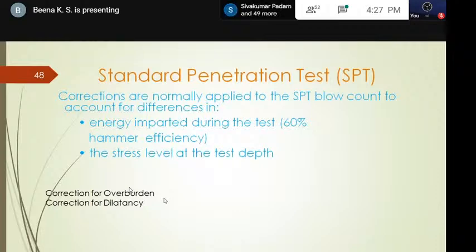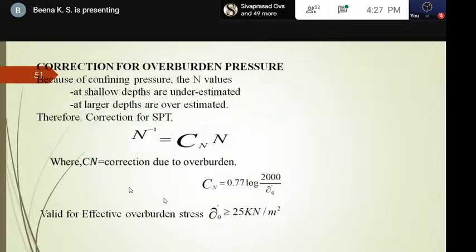So coming to the correction for the N value for overburden pressure, because at low depth, as we said, at shallow depths we underestimate the value of N, and at larger depth we overestimate. Therefore, we have to give some corrections to eliminate this effect of overburden pressure. We fix a standard pressure as 1 kilogram per centimeter square. That is the standard value we fix.